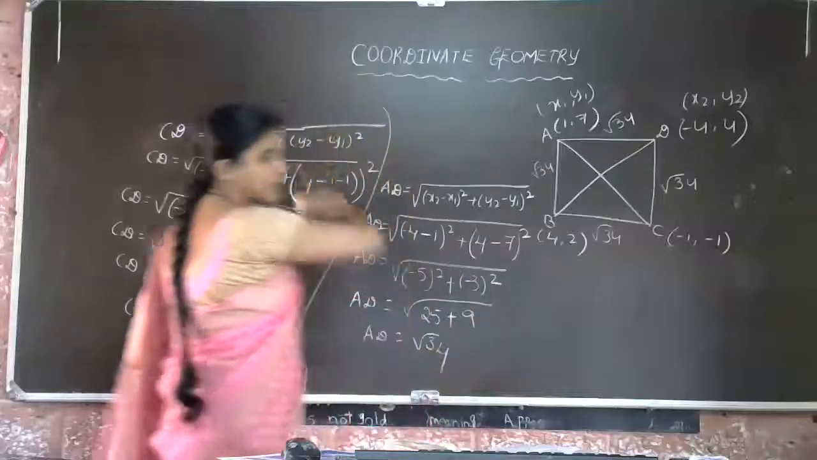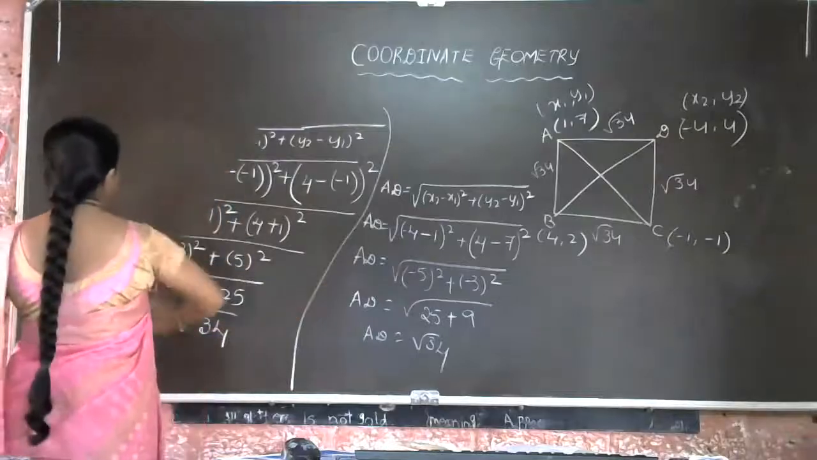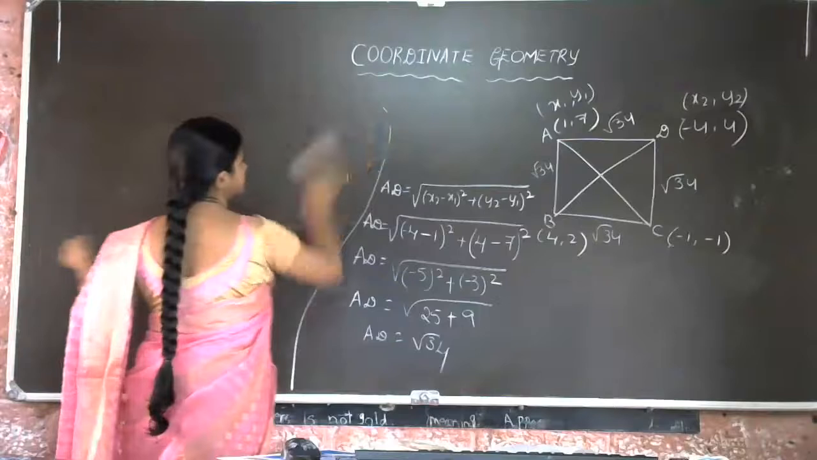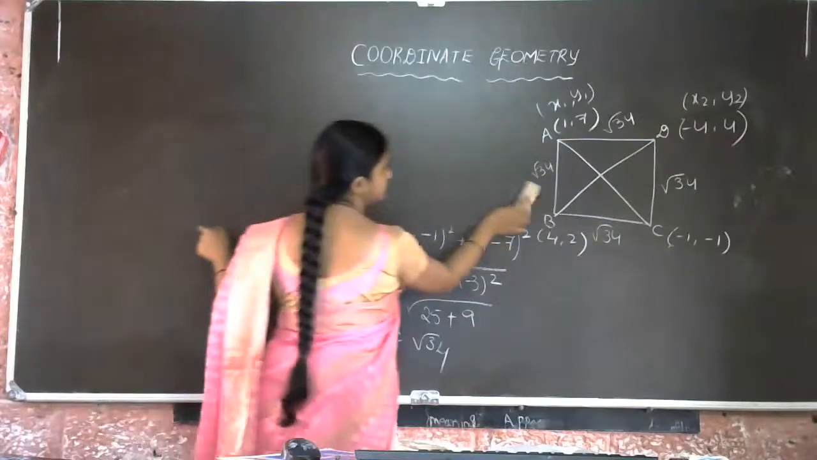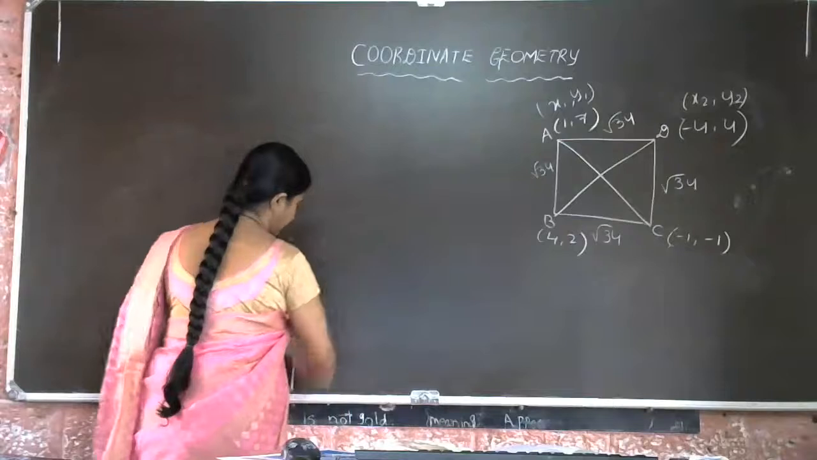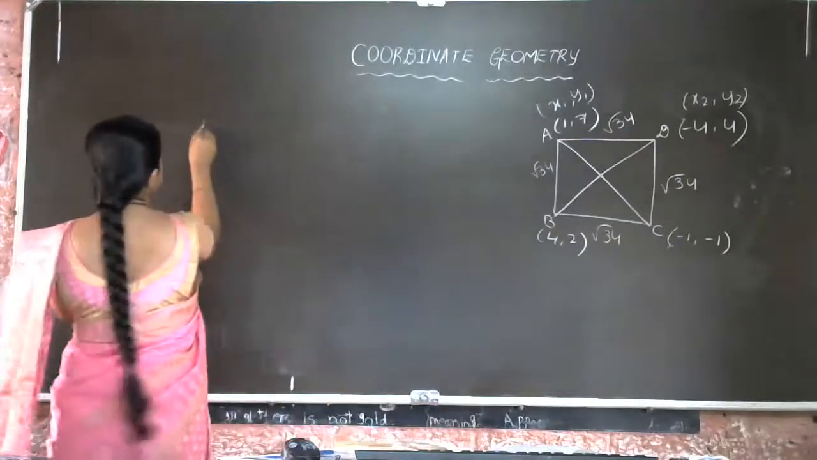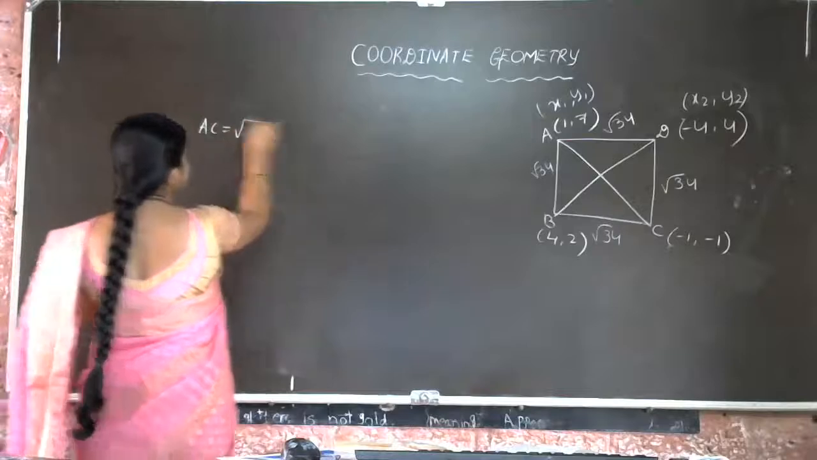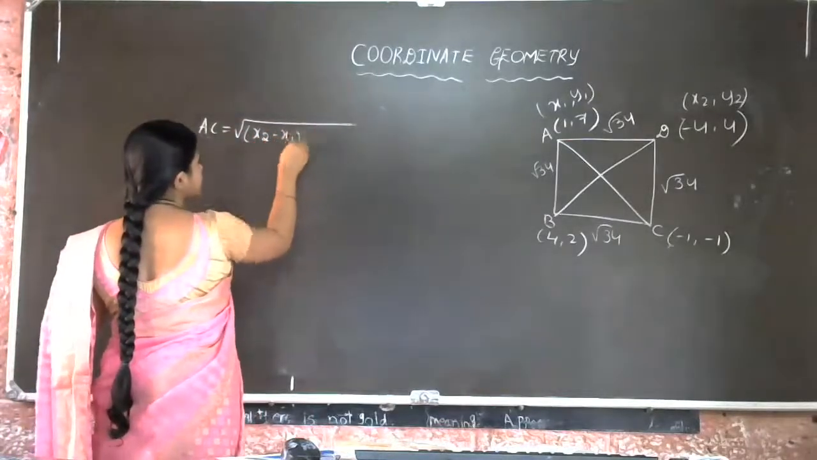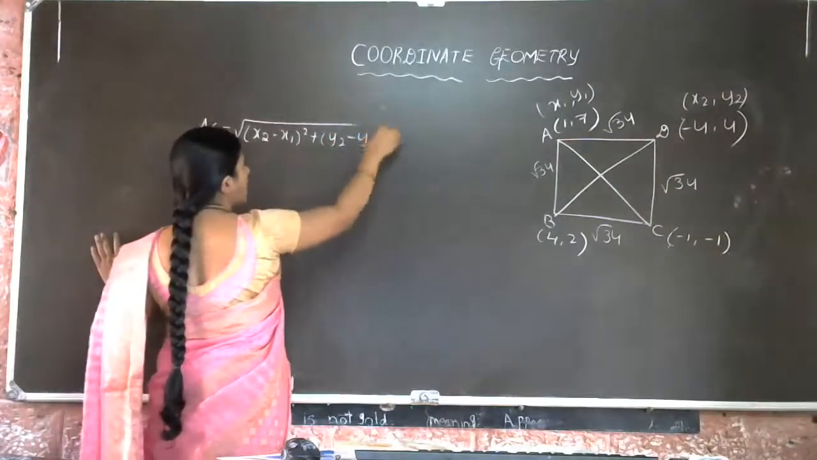Now, okay, all the four sides we got the answer as same, no? Yes, now it's time to work out the diagonal distance. I think you have got the idea how to apply the distance formula, no? Yes. Now, diagonal AC, we'll work out diagonal AC now. That is again the same formula, square root of (x2 minus x1) whole square plus (y2 minus y1) whole square.